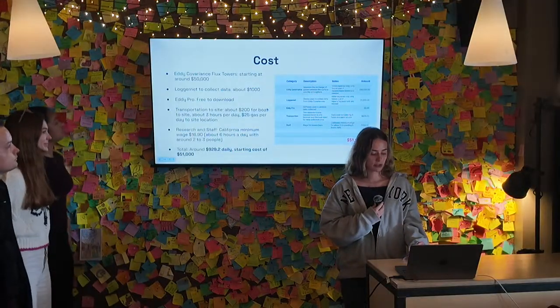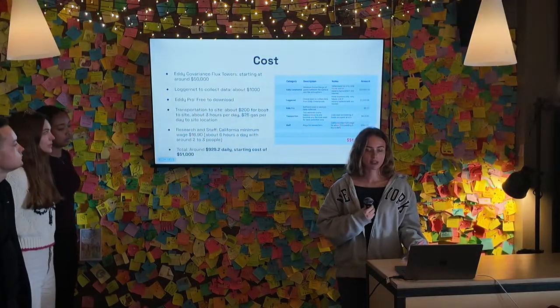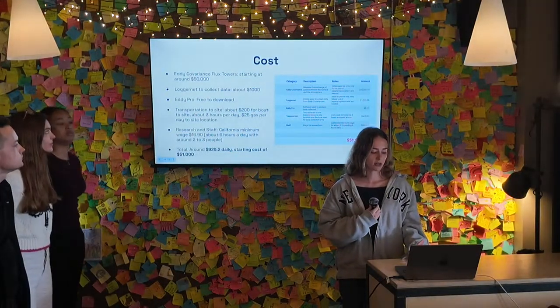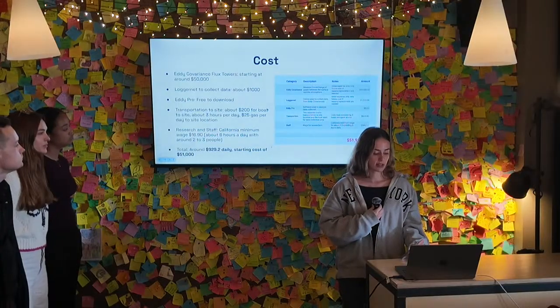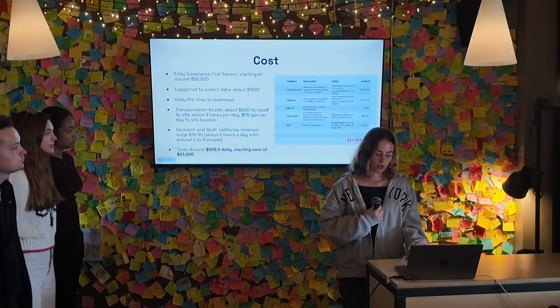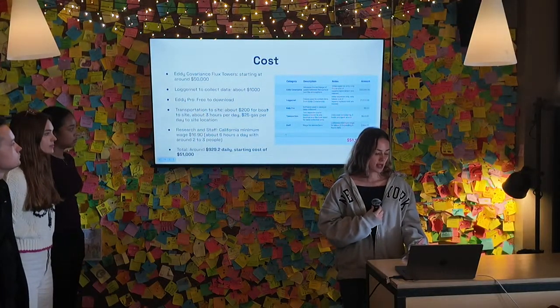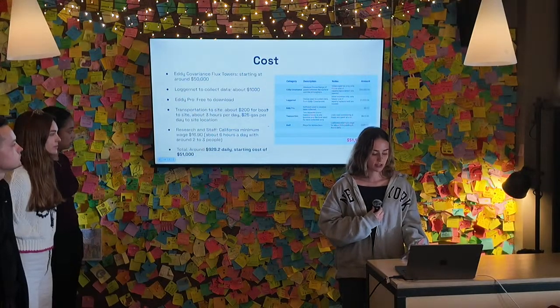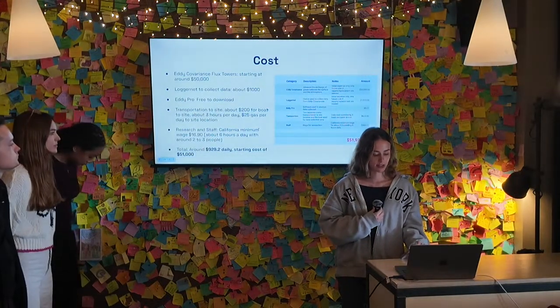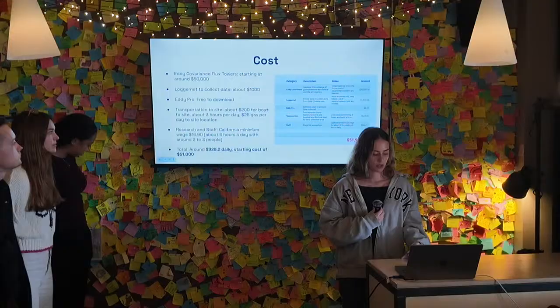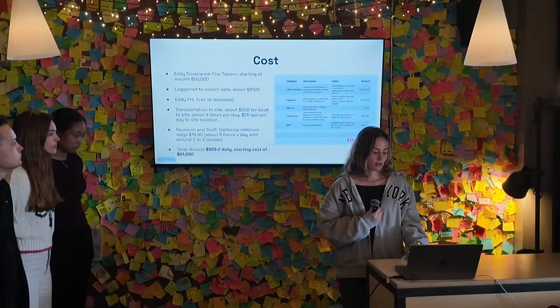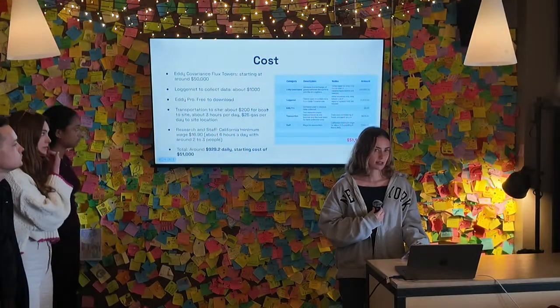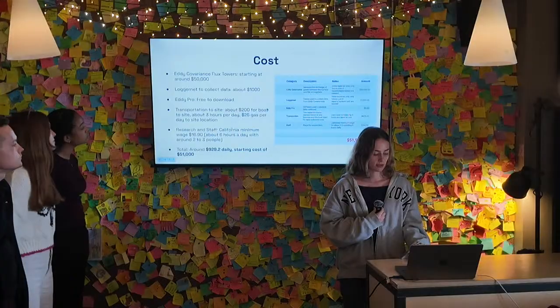The cost of the research project is divided into two sections, the initial cost and the recurring cost. The initial cost consists of the eddy covariance flux towers costing about $50,000, as well as the LoggerNet, the device used to gather and store the data collected from the eddy covariance flux towers, costing about $1,000. The software used to analyze the data collected, EddyPro, is free to use and download.